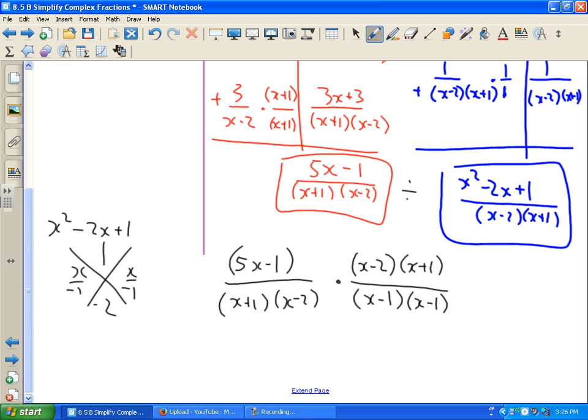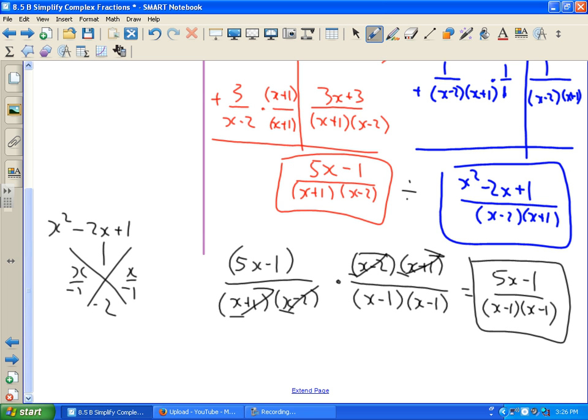At this point in the problem, we can simplify. Everything's factored. Now I can reduce. Giant 1 with my x minus 2's. Giant 1 with my x plus 1's. My 5x minus 1 will not simplify with anything. My x minus 1's will also not simplify with anything. So there we go. There's your answer. 5x minus 1 over x minus 1 times x minus 1.